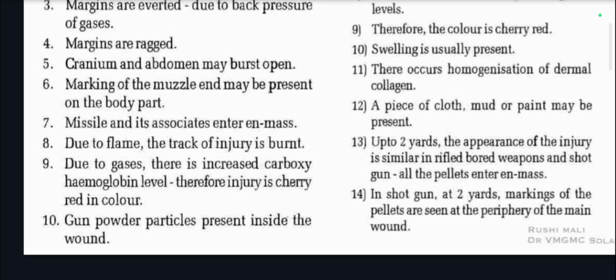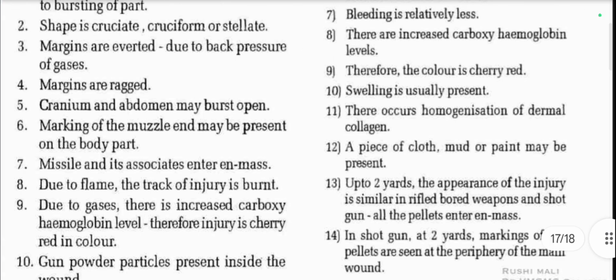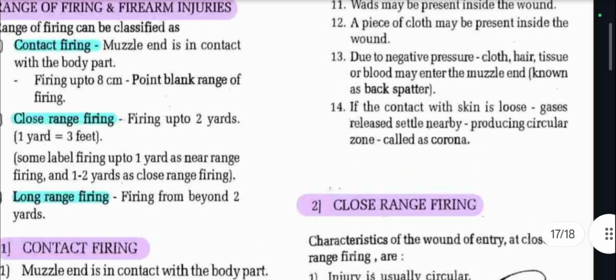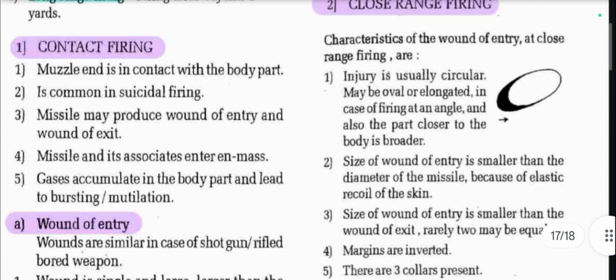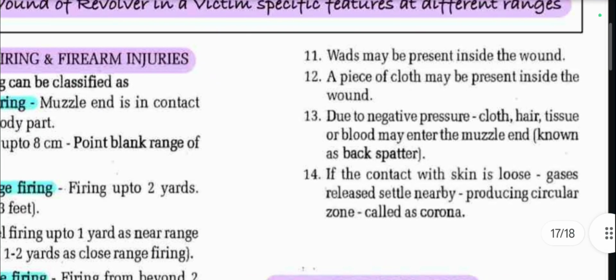Marking of the muzzle end may be present on the body part. Missile and its associates enter en masse. Due to flame, the track of injury is burnt. Due to gases, there is increased carboxyhemoglobin level, therefore injury is cherry red in color. Remember, injury is always and always cherry red. Why? Because of gases, there is increased carboxyhemoglobin level. Gunpowder particles present inside the wound. So these were the points regarding your wound of entry.